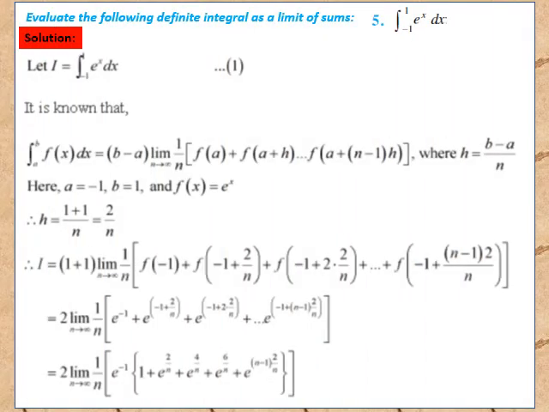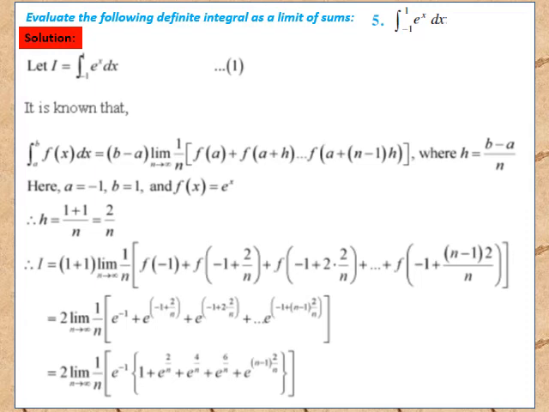Next, question number 5. Evaluate the following definite integral as the limit of sums. The integral from -1 to 1 of e power x dx. Clear? So we know that the integral from a to b of f(x) dx equals b minus a, limit n tends to infinity, 1 upon n, f(a plus h) plus and so on, f(a plus n minus 1 into h), where h equals b minus a upon n. So here a is equal to -1, b is equal to 1, and f(x) equals e power x. So we have h equals 1 plus 1 upon n, that is 2 upon n.